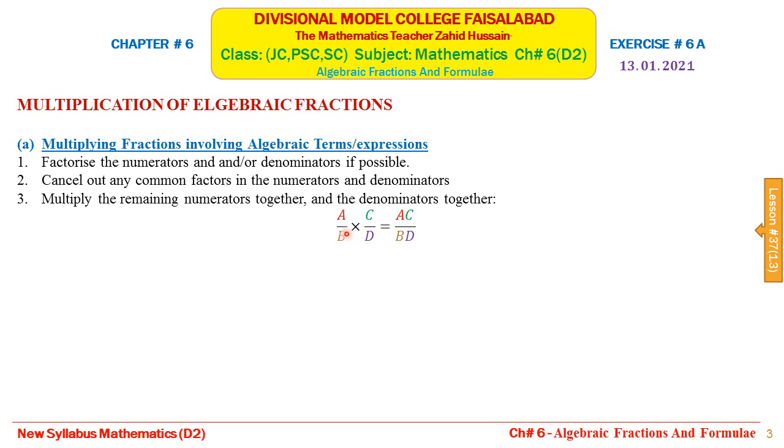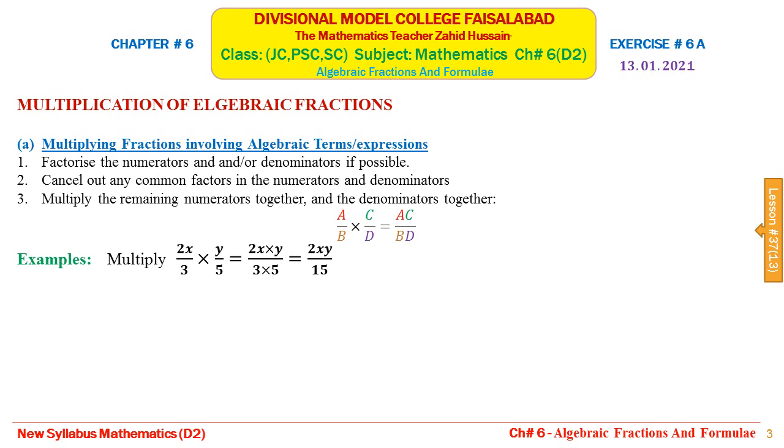This is a over b, a fraction. a is any expression and b is also an expression, multiplied with another fraction c over d. That is, c and d are also expressions. You will factorize a, c, b and d if possible, and then you will cancel the common factors in the numerators and denominators, and you will multiply the remaining numerators with numerators and denominators with denominators. So this is the way of multiplying two fractions.